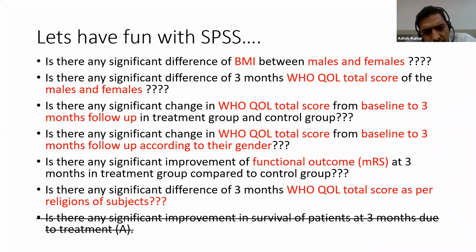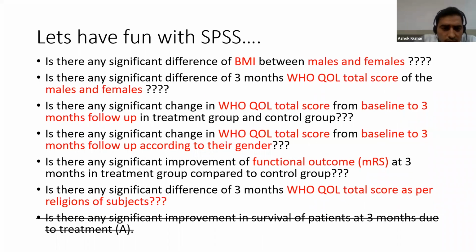Is there any significant change in WHO quality of life total score from baseline to 3 months follow-up? If there is any improvement or decrease, whatever, I want to check within the group, in the treatment group as well as in the control group. Or is there any significant change in WHO quality of life total score from baseline to 3 month follow-up according to gender? Again, gender. So I have to use the t-test.